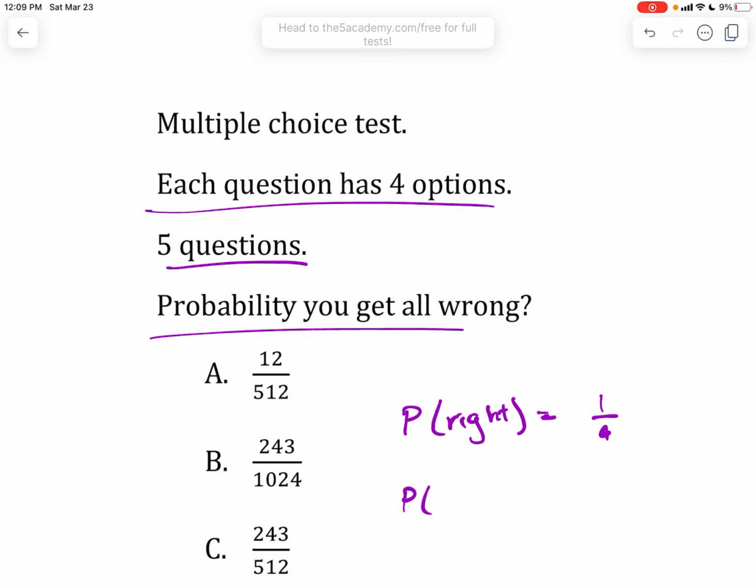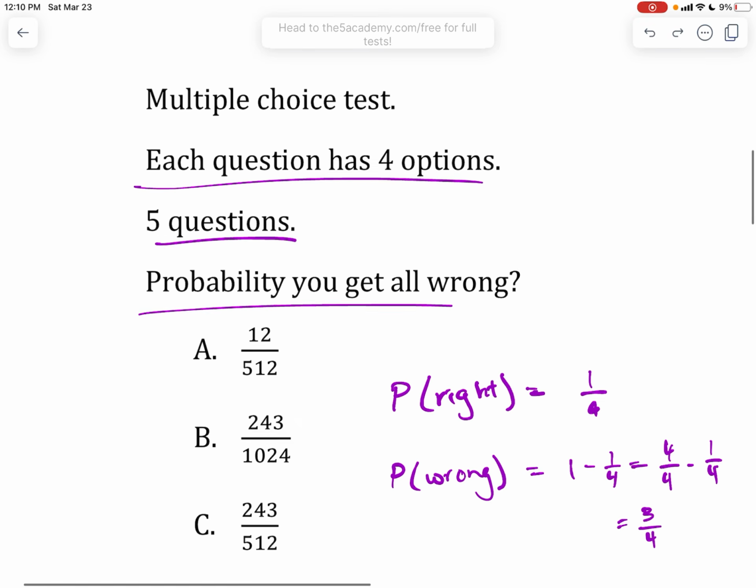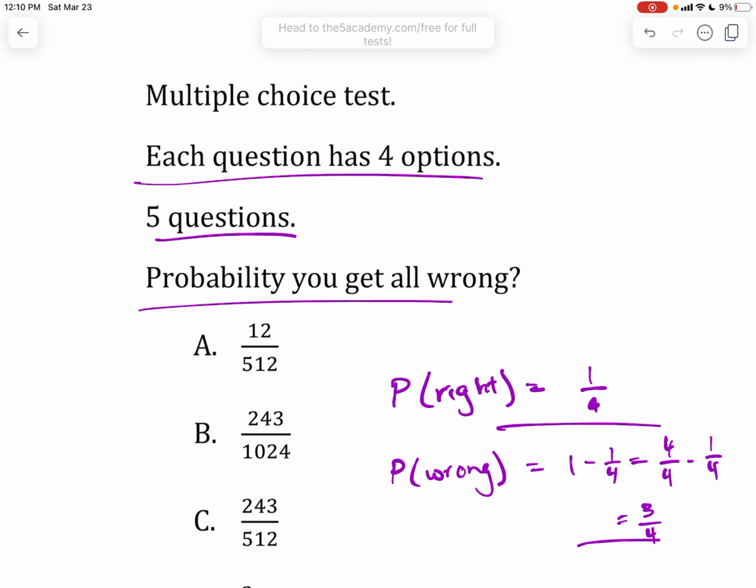That means that the probability of getting a question wrong is equal to 1 minus 1 over 4, which is just going to be 4 over 4 minus 1 over 4. It's equal to 3 over 4. You can also conceptually understand this by just knowing that there are 3 incorrect answer options, right? But yes, remember that. So just remember these 2 formulas for now, okay?